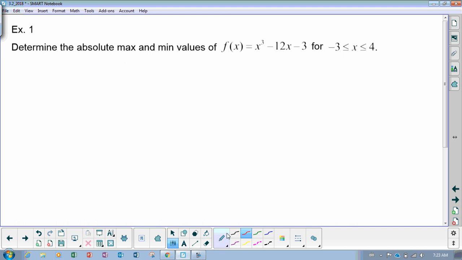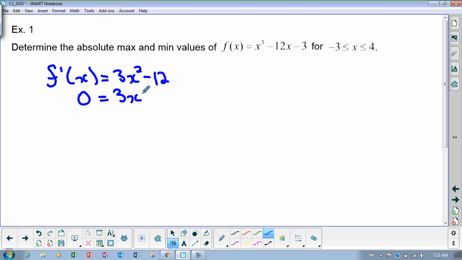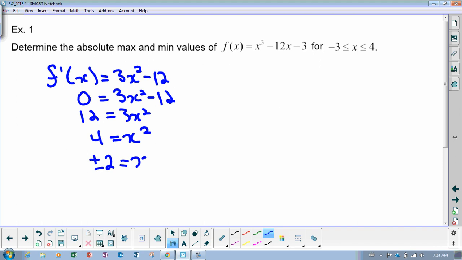So I'm going to start the question the same way. I see the word max min. I'm going to solve my first derivative when it's equal to 0, but first I need to find it. So I have 3x squared minus 12. So I substitute in 0 because min and max occur when the slope of the tangent is equal to 0. So I move the 12 over, equals 3x squared. Divide both sides by 3, I get 4. I square root both sides, I get plus or minus 2. Don't forget that plus or minus.